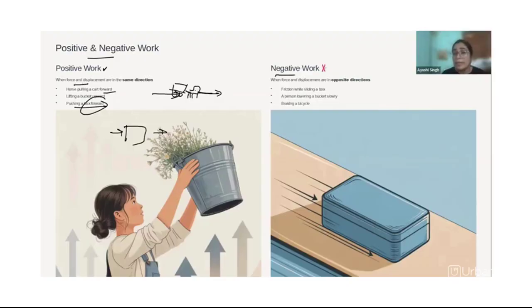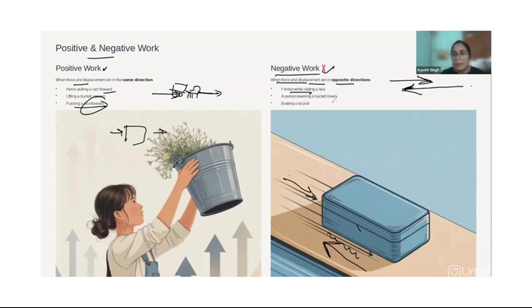Now let's talk about the negative. So when force and displacement are in opposite directions. For example, friction while sliding a box. When a box is sliding, the rough surface is providing a frictional force against the box, and that is in the opposite direction. That means you are putting force this side, the displacement is this side, but there is a negative force or a frictional force on the opposite side. So that is a negative work done.